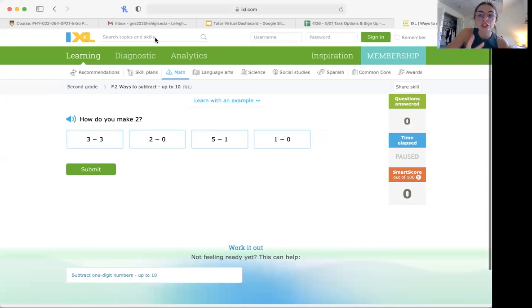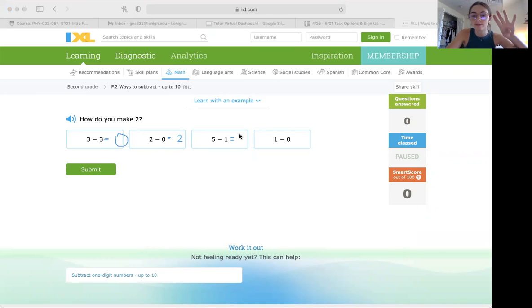How do you make 2? So let's do the math together. 3 minus 3 is 0. 2 minus 0, you're subtracting nothing. So that is 2. 5 minus 1, we're only taking away 1, which is 4. And 1 minus 0, taking away nothing, equals 1. So here, the only one of these solutions that equals 2 is this one. So that's our answer.